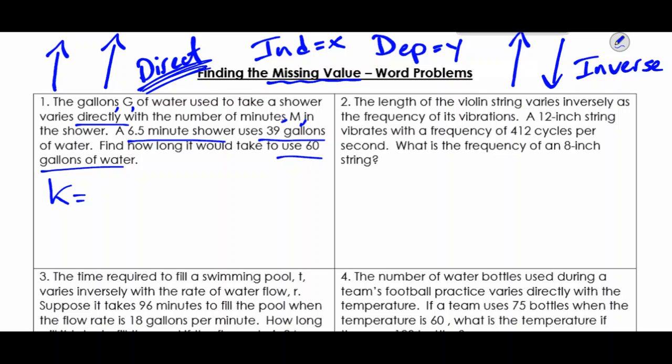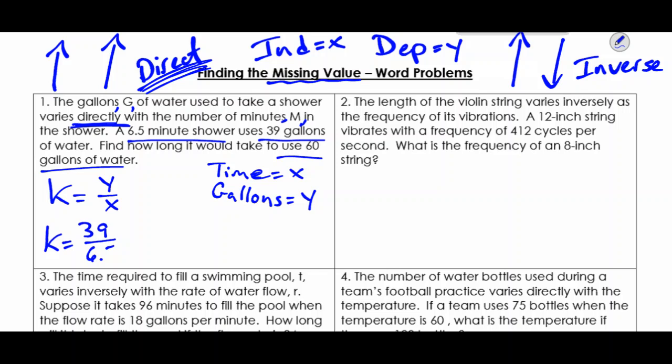We need to know what the constant is, and we know that it's a direct variation. So we know we're going to do the y divided by the x. The way I see this, I see the time as the independent variable, so that's going to be my x, and I see the gallons, or the water used, as my dependent. The gallons depends on the amount of time that you shower for. So my gallons is my y. So 39 divided by 6.5 will tell me the constant here is 6.